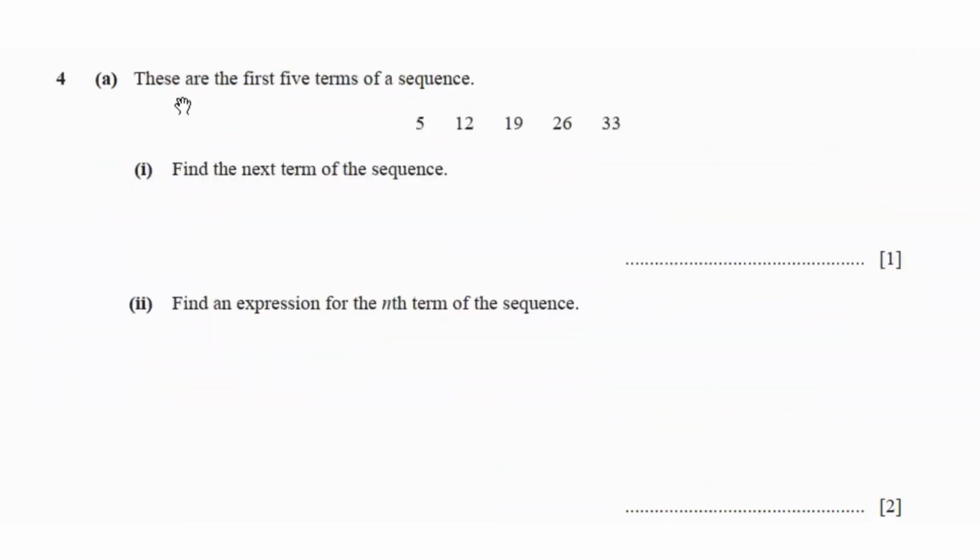Question 4 says, these are the first 5 terms of a sequence: 5, 12, 19, 26, and 33. Find the next term. As you can see, between the first two terms there's a difference of 7. Between the second and third term, there's a difference of 7. Again, there's a difference of 7. So we're adding 7 to each consecutive term. That means the next term would be 33 plus 7, which is equal to 40.